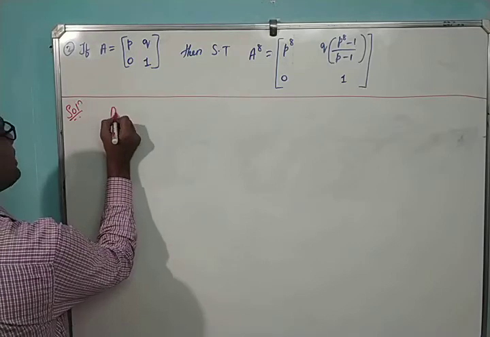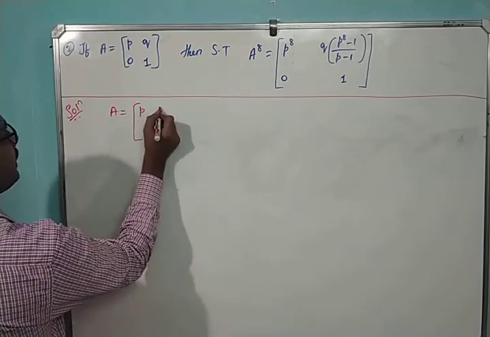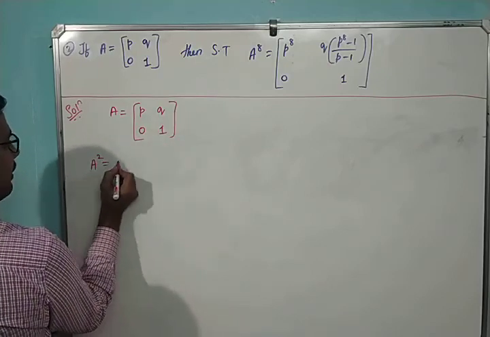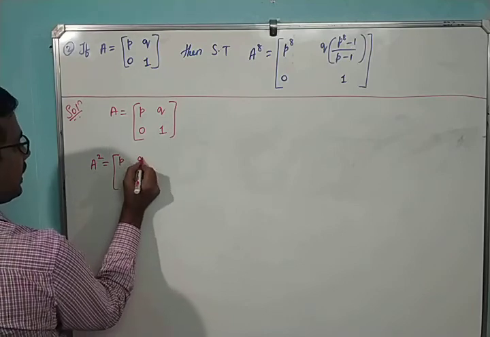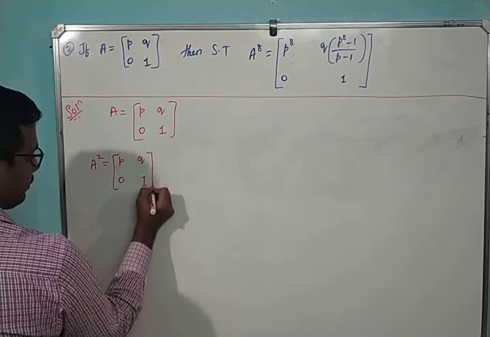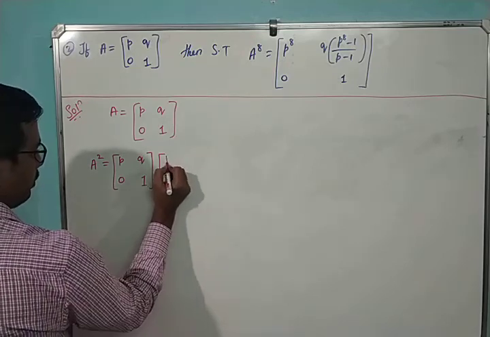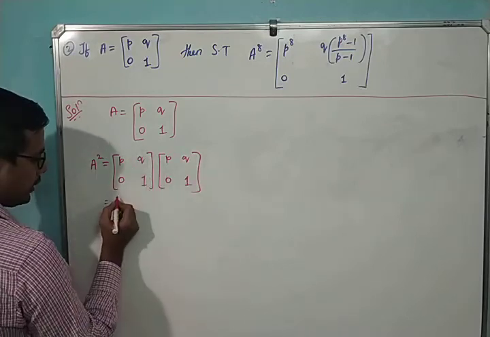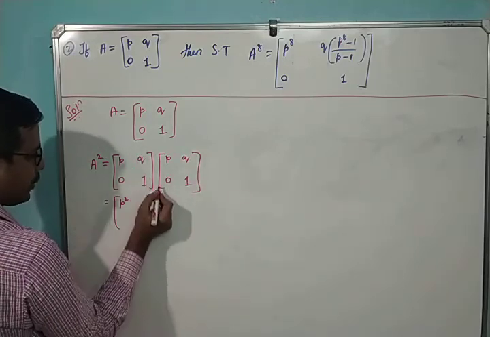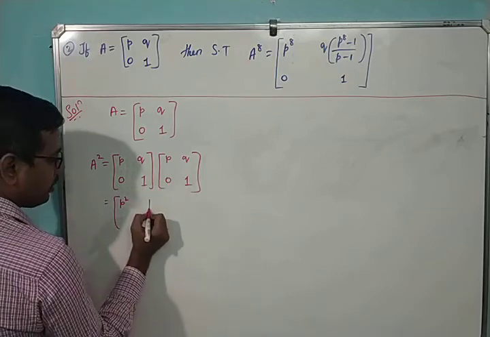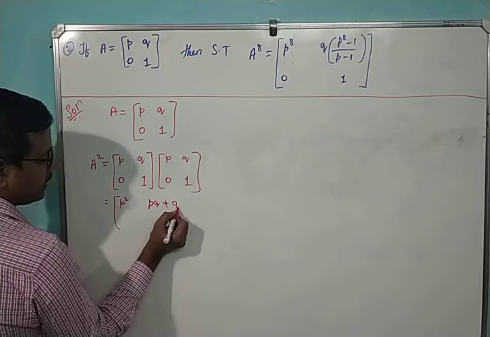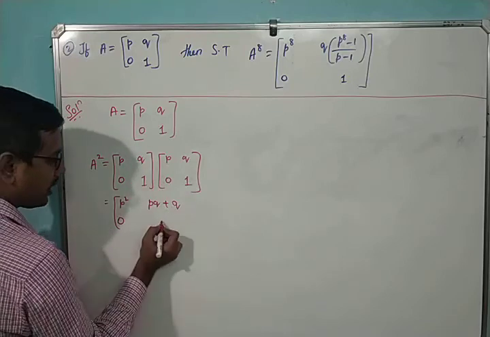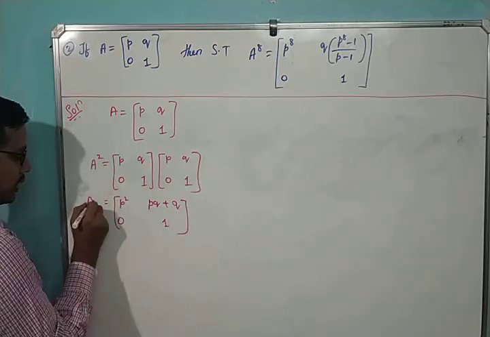Okay, so A is given as P, Q, 0, 1. So A square will be what? P, Q, 0, 1 into P, Q, 0, 1, right? This I can write P into P, this is P square, plus Q into 0 is 0, P into Q, PQ plus Q into 1, that is plus Q, 0 into 0 plus 1 into 0, that will be 0, 0 into Q is 0, 1 into 1 is 1. This is what? A square.